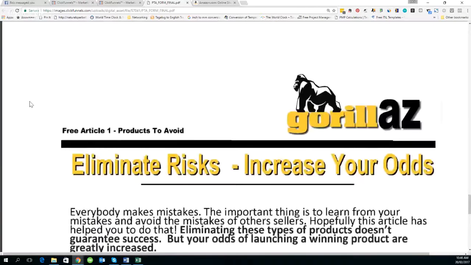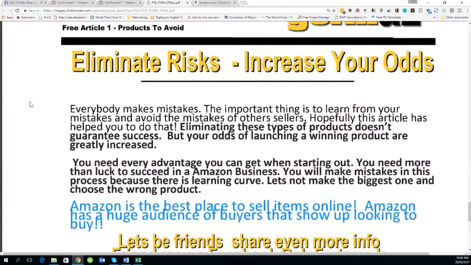So eliminate the risks. That's what we're all about. Eliminating risk, risk mitigation, risk management, whatever you want to call it. Don't go down the risky route. Always look at increasing your odds, as in taking the easy road. In this particular case, when we're starting out this business, picking a product to sell on Amazon, pick the easy road. Try not to go down the risky route.